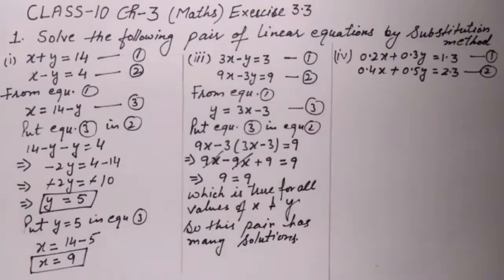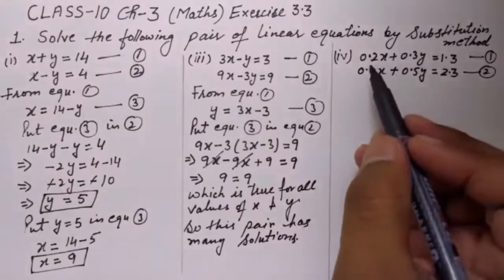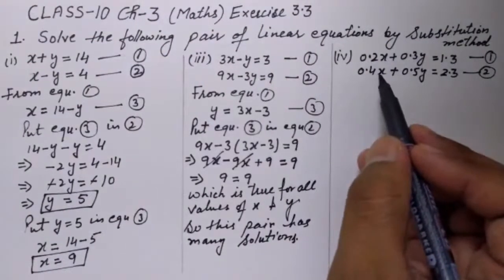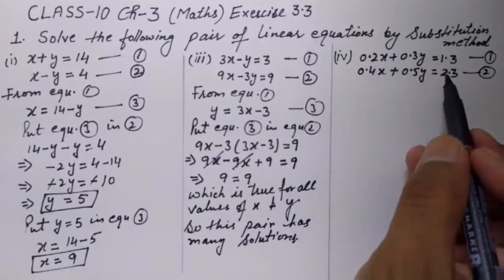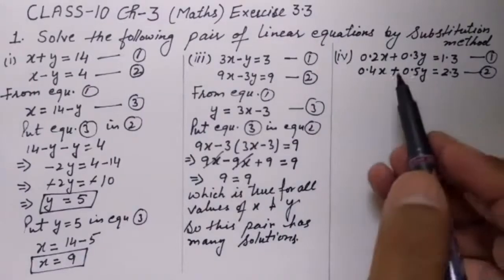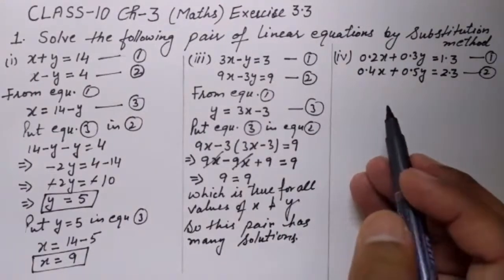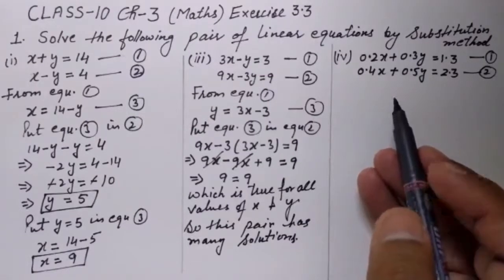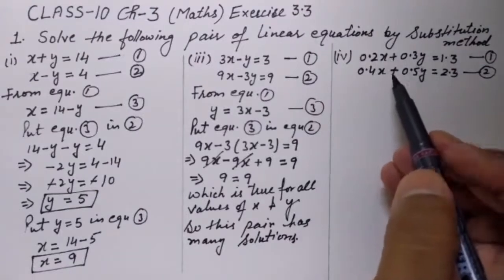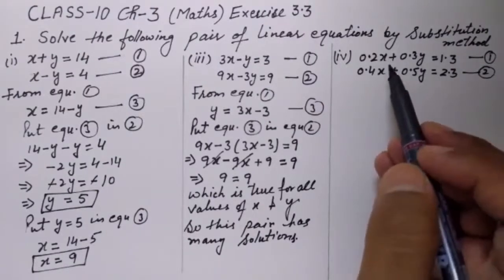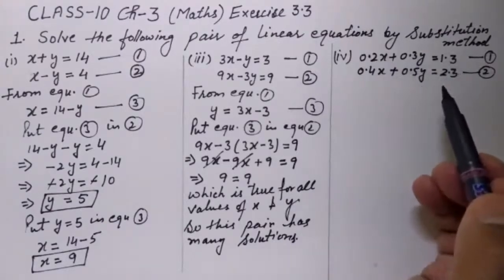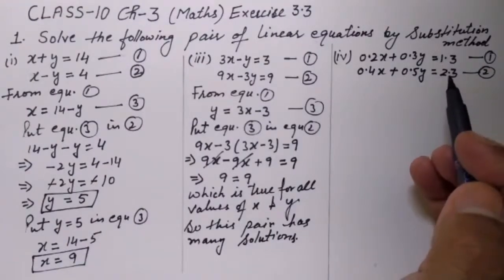Now let's solve the fourth part. This is 0.2x plus 0.3y is equal to 1.3. 0.4x plus 0.5y is equal to 2.3. Say these equations as equation number 1 and equation number 2. So what I do in this equation, first of all, I want to remove the decimal sign here. So if I multiply equation 1 and equation 2 by 10, then this decimal will be removed, because everywhere there is one decimal place. If I multiply by 10, this decimal place will convert into a whole number.